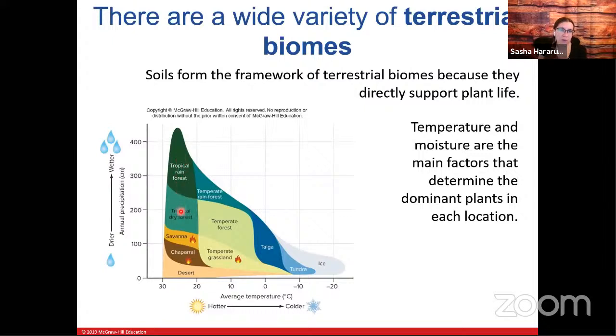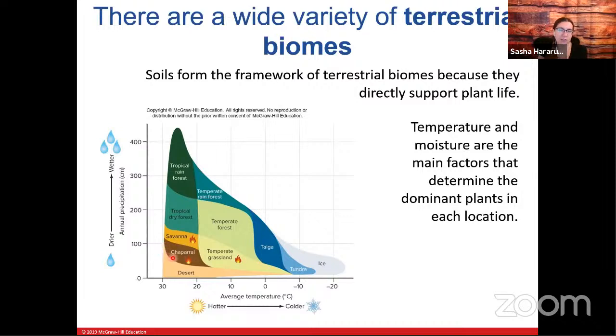As we move down the rainfall gradient, meaning as rainfall is getting smaller, we move into savannas. Savannas are pretty hot, but they have less rainfall than tropical rainforest and tropical dry forest. Chaparral has even less rainfall than savanna, and it's basically drier, but it's still hot.